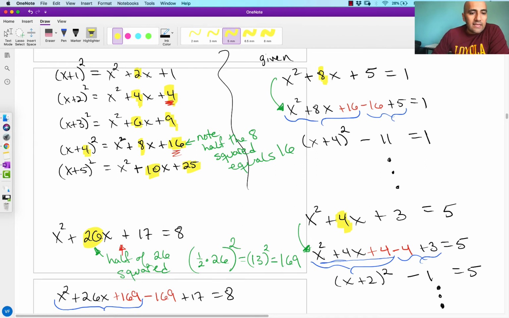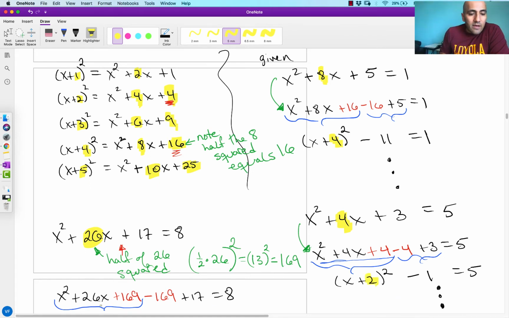This is exactly half of this one, and this one is exactly half of that one, and this one's exactly half of that one, right? So that's the pattern that exists with these very basic binomial squares. Half of this gets squared, gives you the thing you add and subtract. But when we actually factor it, it's really just half of that, right? Again, just following a pattern, half of that is what goes there.